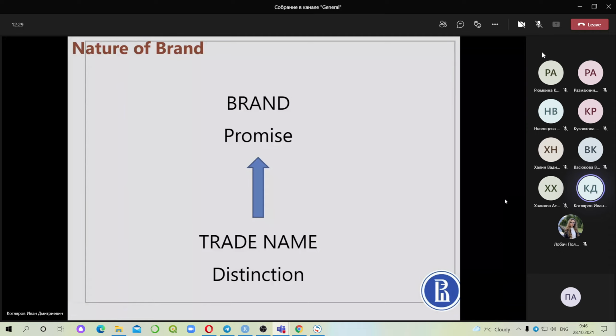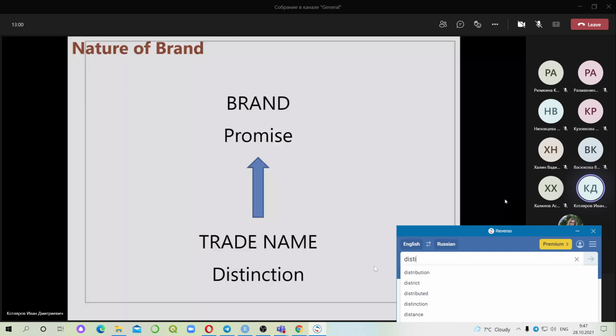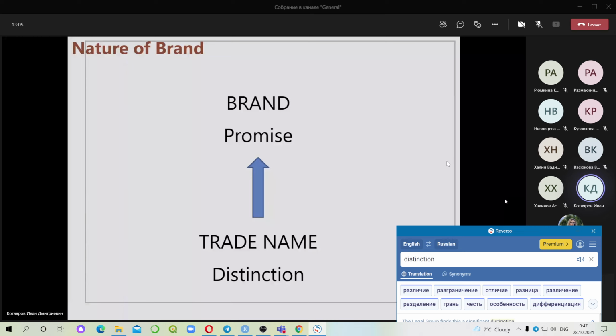But if we have just a distinction, if we have a name, if we have a corporate style, etc. But if we fail to promise something to our customers, something good, obviously, in this case, we just have a trade name, but we have no brand. We are distinct from other suppliers of similar products, but this distinction is only technical. It is a different name for our product, but we don't create any specific value for our potential customers. Guys, do you understand it? Is it clear?